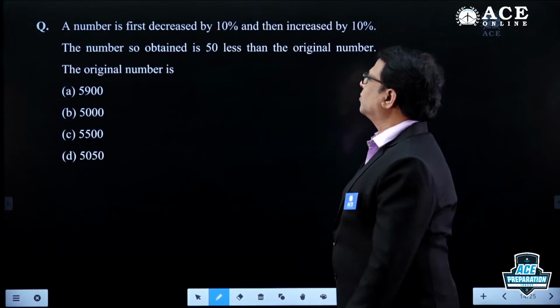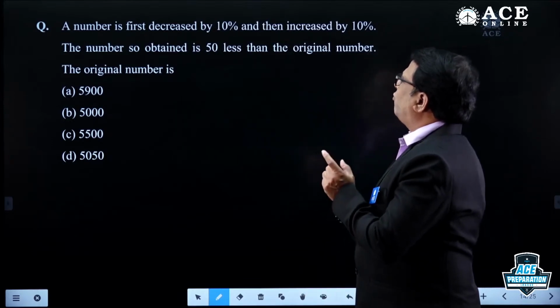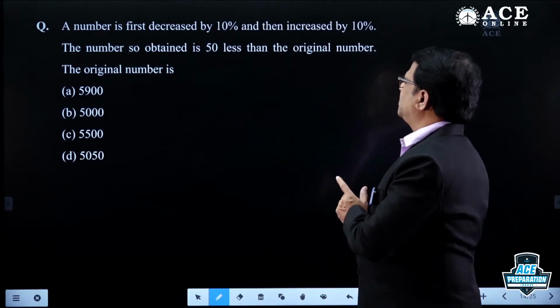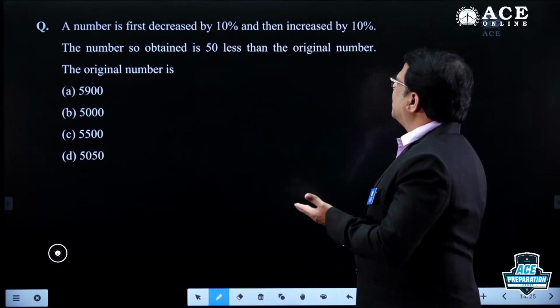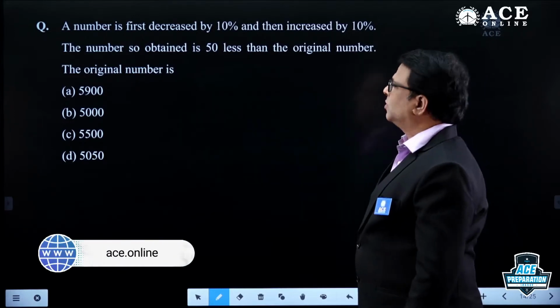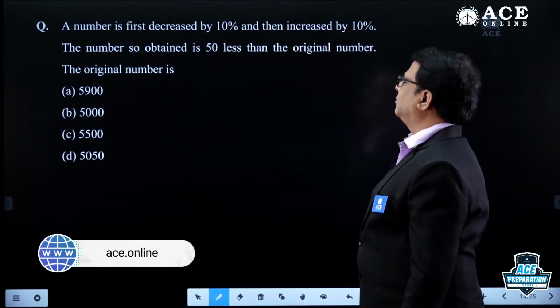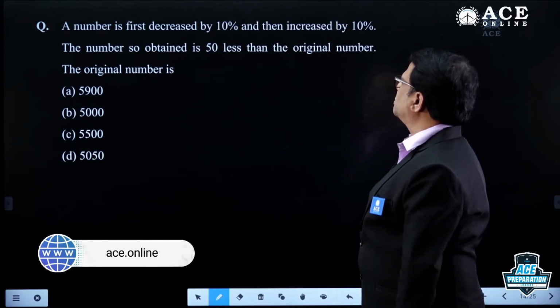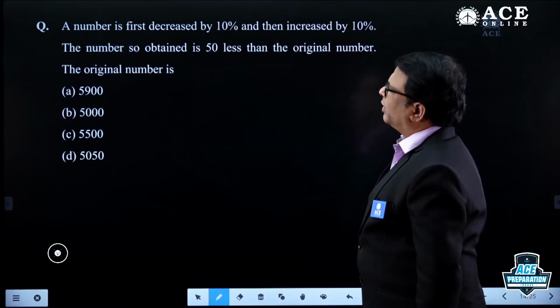Next question. A number is first decreased by 10% and then increased by 10%. The number so obtained is 50 less than the original number. What is the original number?